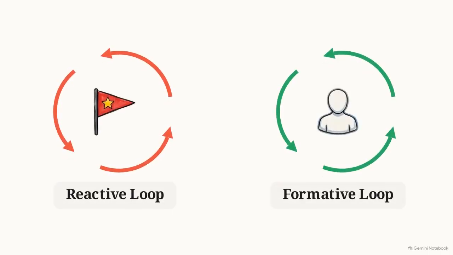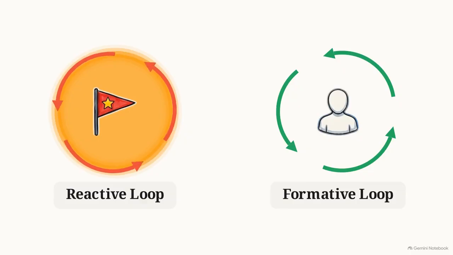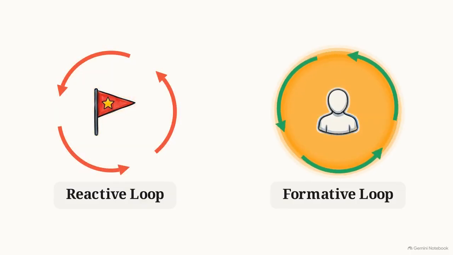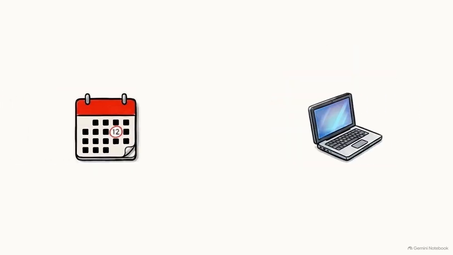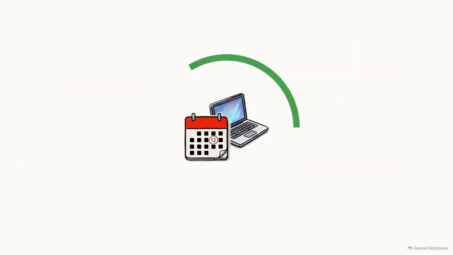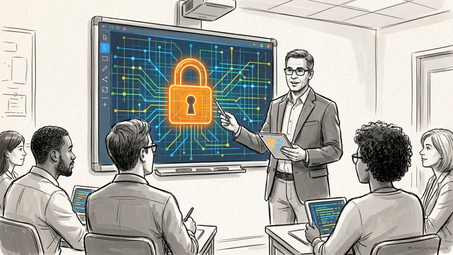This model illustrates the difference between two approaches. The reactive loop focuses on stopping an incident after it happens, while the formative loop focuses on building student competence before an incident occurs. Adopting the formative loop means integrating digital safety into your daily instruction. This makes you a digital safety leader, a role that stands alongside your academic work.